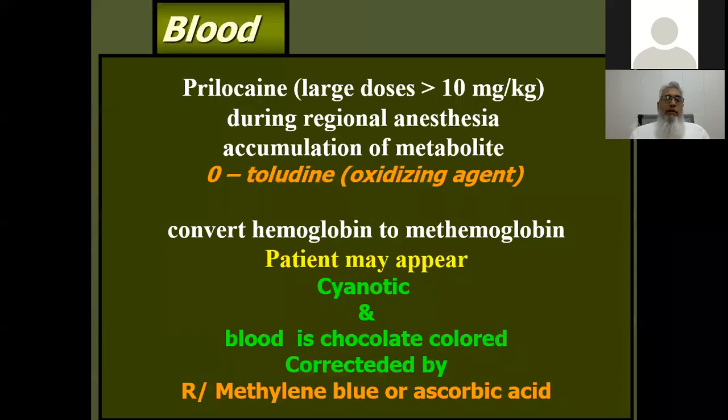Prilocaine is an amide local anesthetic. When this drug is used in large doses, there is a metabolite, toluidine, which may cause methemoglobinemia. And if it is severe, the patient may be cyanosed and it has to be treated. The treatment is IV methylene blue or ascorbic acid, which oxidize methemoglobin back to hemoglobin.